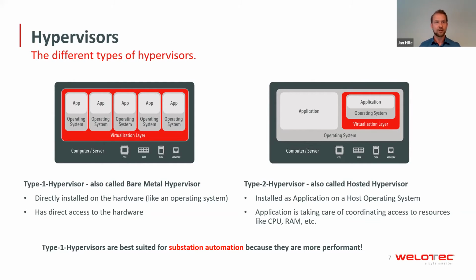You can, for example, install VMware Workstation or the Parallels hypervisor on a classic operating system like Windows, or Apple macOS is also possible. This is then really an application running on your operating system, and this application is taking care of managing access to the resources. These type 2 hypervisors are mainly used for testing purposes. Type 1 hypervisors are really best suited for production environments, also for substation automation, because they have direct access to the hardware and therefore they are much more performant.